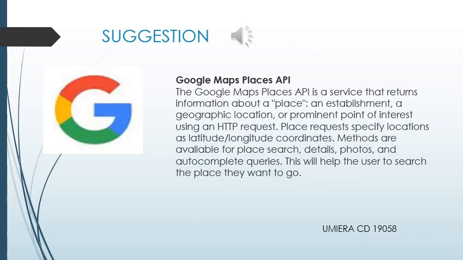The API suggested is Google Maps Places API. The Google Maps Places API is a service that returns information about a place, an establishment, a geographic location, or prominent point of interest using an HTTP request. Place requests specify location as latitude or longitude coordinates. Methods are available for place search, details, photos, and autocomplete queries. This will help the user to search the place they want to go.